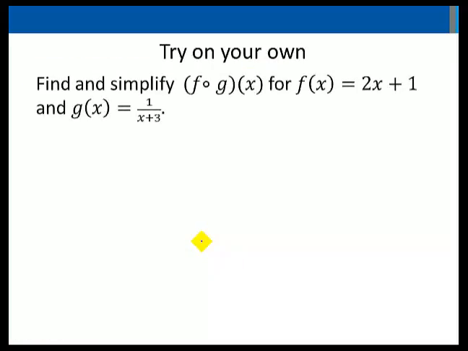Try on your own. Find and simplify f composed with g of x for f of x equals 2x plus 1 and g of x equals 1 over x plus 3.